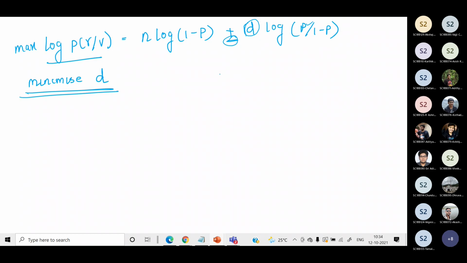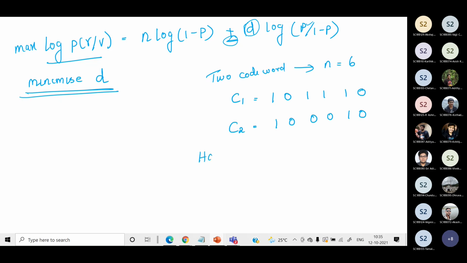See, for example, I have two code words. You can take the length of the code word n as 6. So 1 0 1 1 1 0, this is one code word C1. Next code word you can take as 0 0 1 0 1 0. Right? This is the next code word. So the distance between these two code words, we call it the Hamming distance.